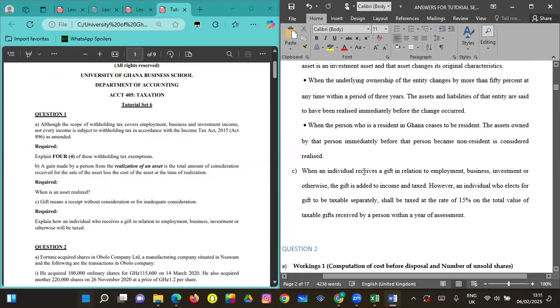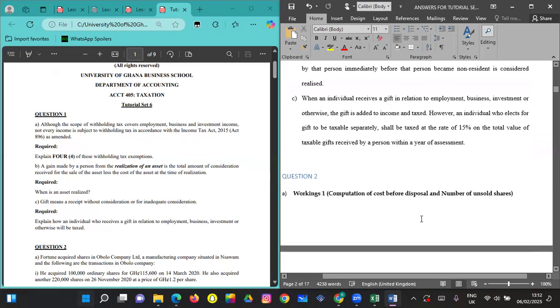So when an individual receives a gift in relation to employment, business, investments, or otherwise, the gift is added to income and taxed. However, an individual who elects for the gift to be taxable separately should be taxed at the rate of 15% on the total value of the taxable gift received by a person within a year of assessment.